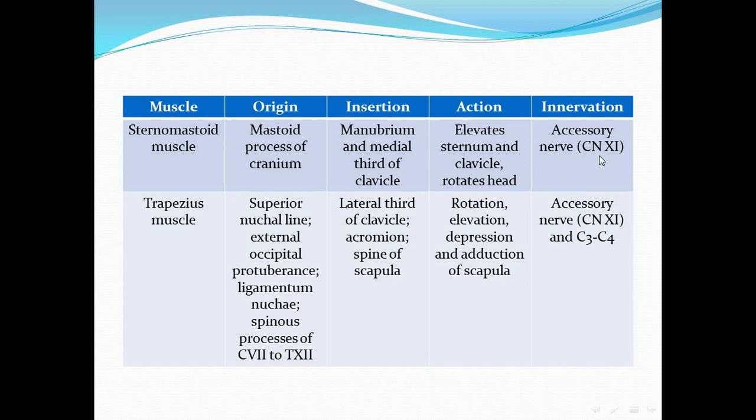Both of these muscles are innervated by the accessory nerve, as we saw previously, and we will illustrate again. So when there is an injury to this nerve, it will affect the function of these muscles, which is elevation and depression of the shoulder and rotation of the head.